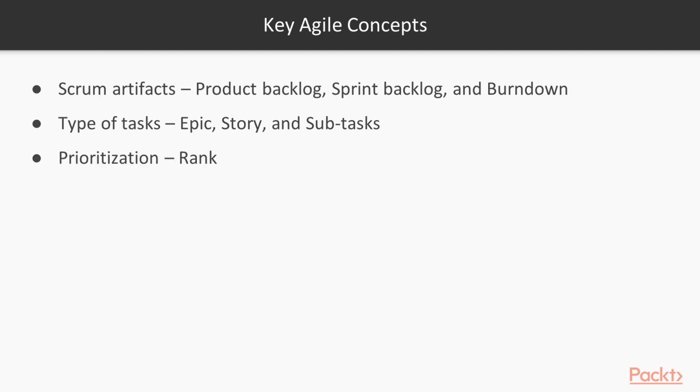Then you have prioritization, also known as the rank. So when you work on a product backlog, you first groom your product backlog, where you need to first prioritize and define what activities need to be done first in the sprint.